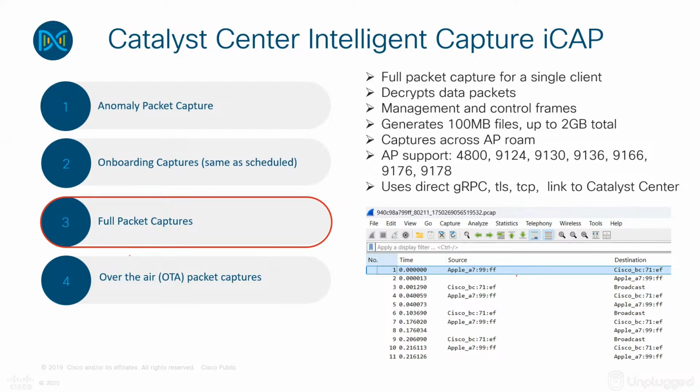And we do decrypt on this. So if you've got encryption, like a pre-shared key or something, we can show you the decrypted packets. And if it's a roaming scenario and the client moves from one AP to the next, then we will actually follow the client as it moves and slice those packets together and allow you to view it in one Wireshark packet capture trace.